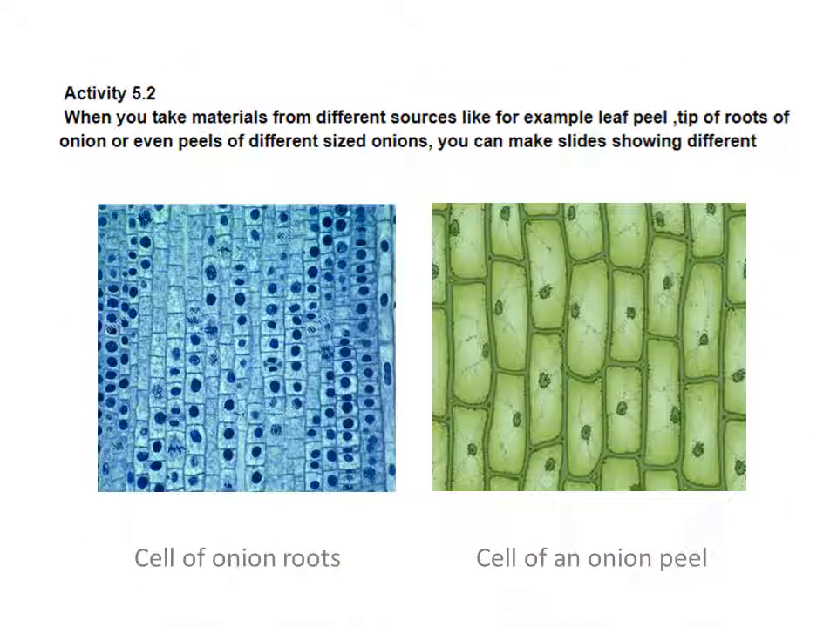Now, the second activity given in your NCERT book is that you can collect material from different sources, and when you make their temporary mounts, you can see different types of cells. Even in an onion, a variety of cells are present. Here you can see the cells of onion roots and the cells of onion peel.